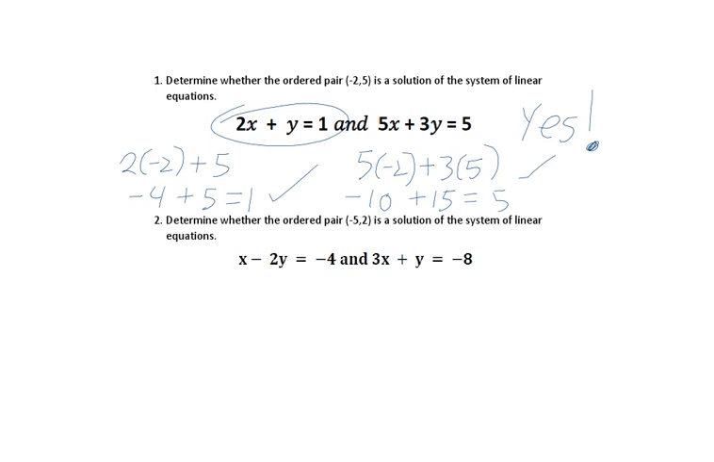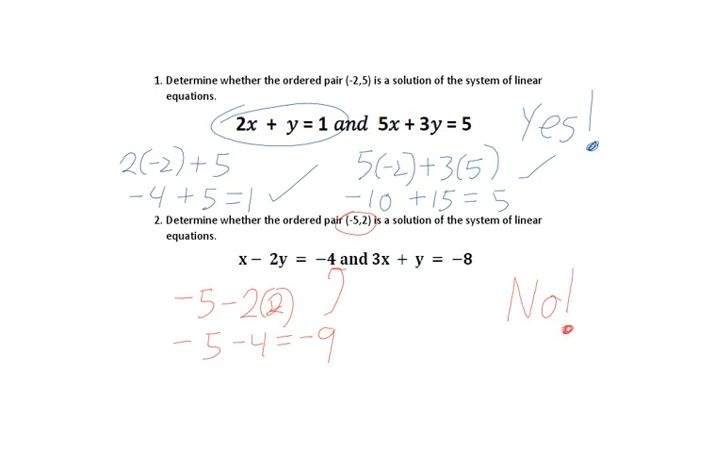Okay, we're going to do the same thing in number 2. This time we will replace x with negative 5, y with 2. So we're going to get negative 5 minus 2 times 2. Negative 5 is negative 5, and negative 2 times 2 is negative 4, and negative 5 minus negative 4 is negative 9. That's a problem. We said the answer was supposed to be negative 4, so this is not a match. So the answer is no.